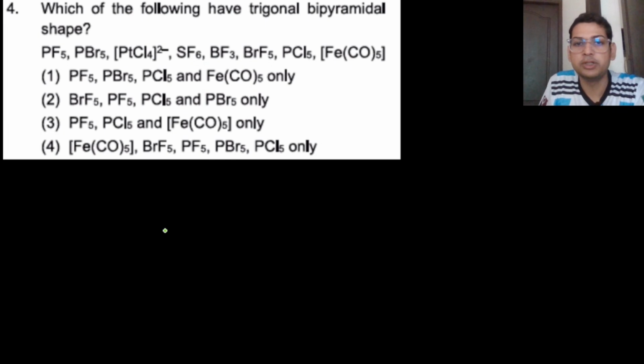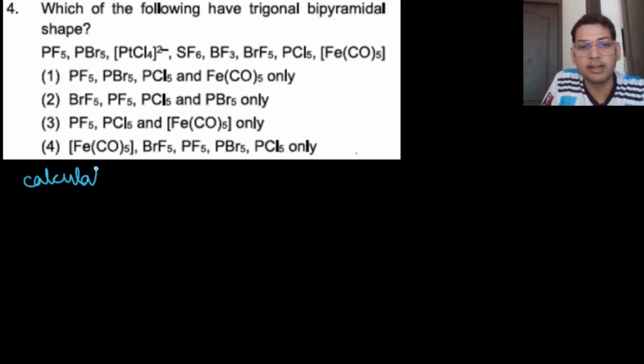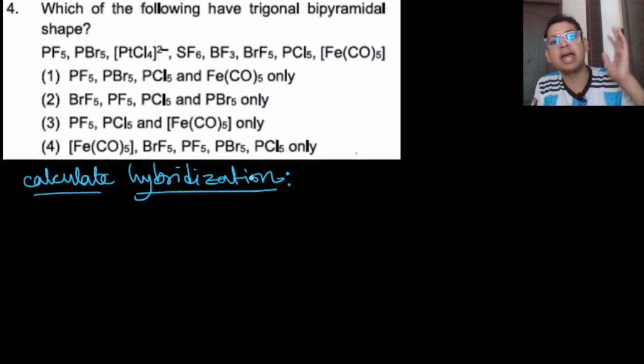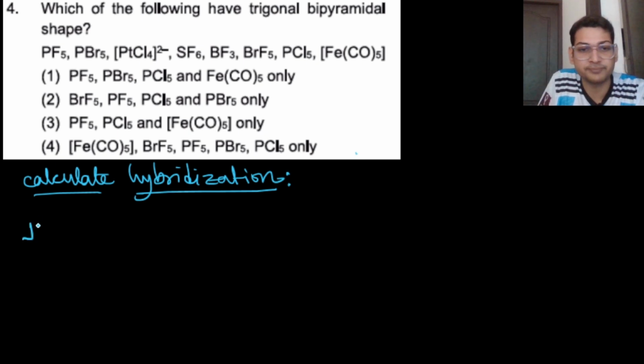What is given? Which of the following has trigonal bipyramidal shape? Now this question, if I discuss this from the beginning, then it will be like this. You have to calculate hybridization. Sir, how to calculate hybridization? So very quickly I just write the formula. I hope you know this. I have discussed this in detail twice in the class, like for the revision.